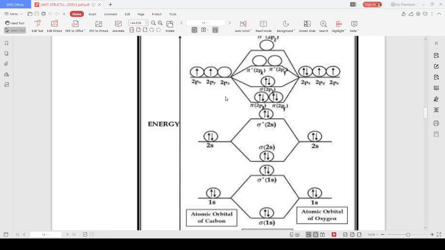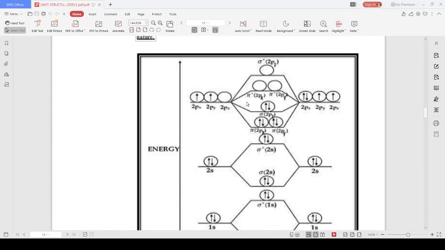So pi 2px2, pi 2py2, those are the 2 orbitals fully filled with electrons. At the same time sigma 2pz2. So pi star 2px, pi star 2py and sigma star 2pz are unfilled of electrons. So this is the energy level diagram of carbon monoxide.